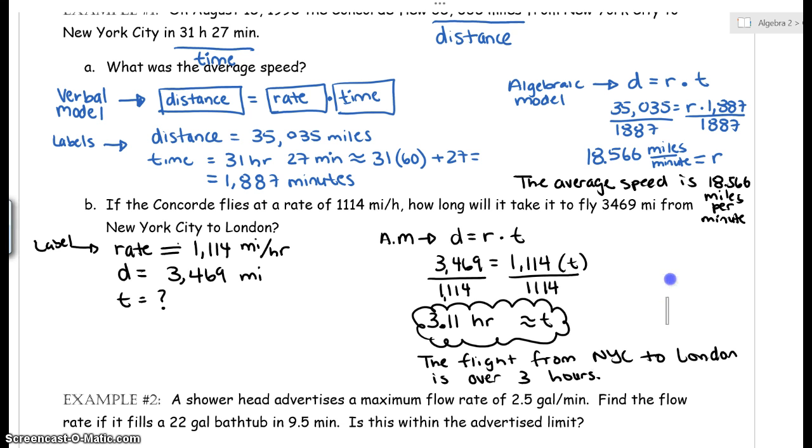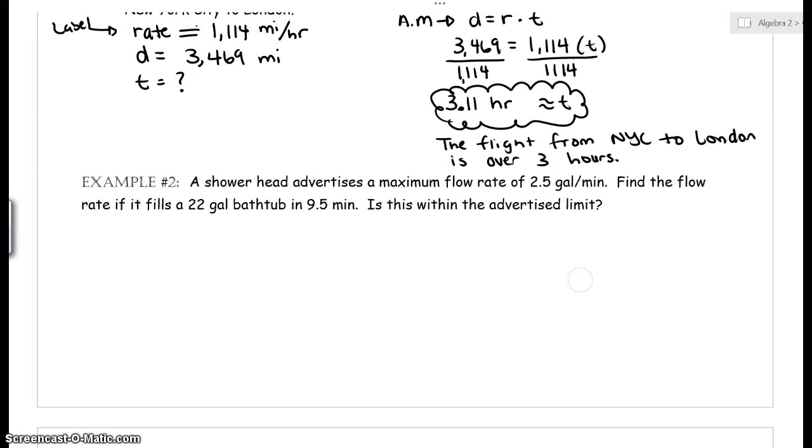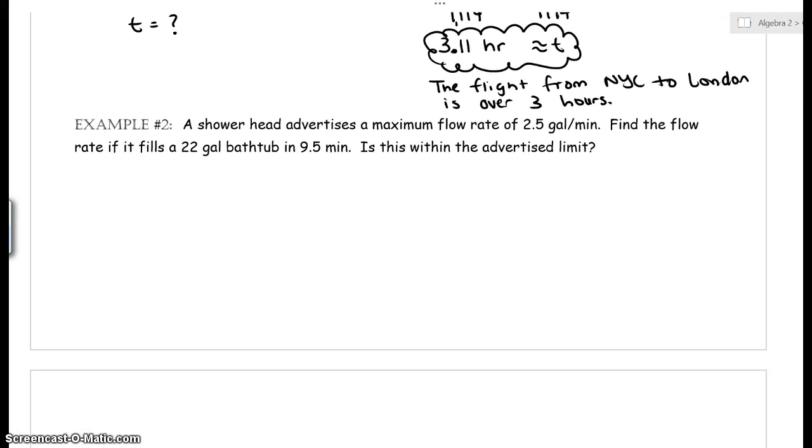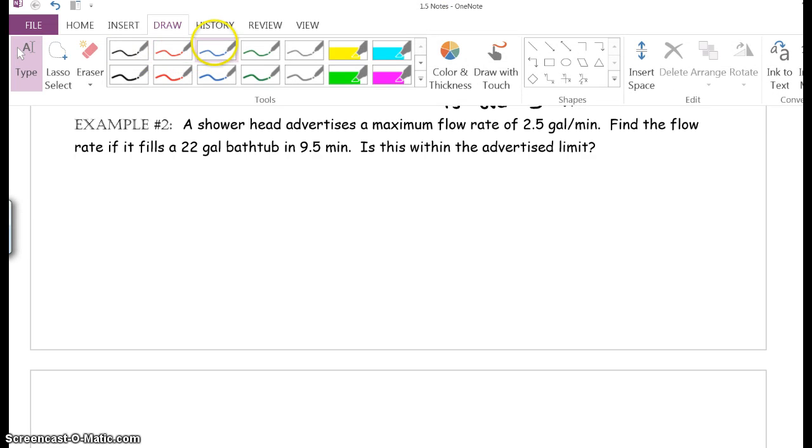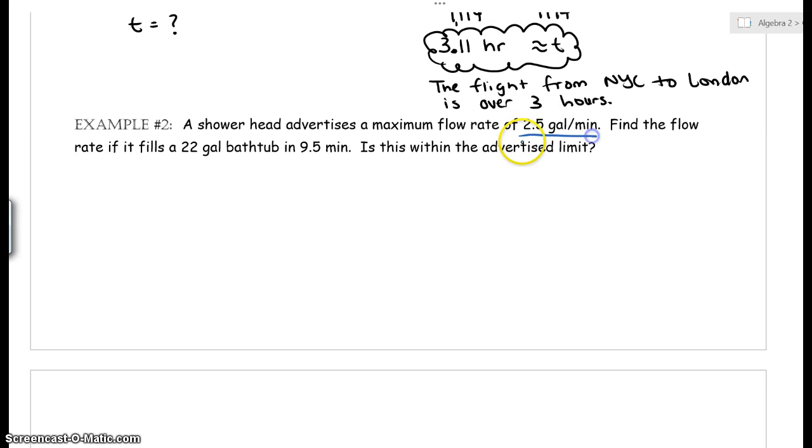Alright, let's look at one more example, and then I'll kind of let you go on your own. It says, in example number 2, a shower head advertises a maximum flow rate of 2.5 gallons a minute. That's crazy. So that's how many gallons are falling on your head every minute. Find the flow rate if it fills a 22-gallon bathtub in 9.5 minutes. Is this within the advertised limit? Alright, so let's first talk about what's the relationship between the flow rate, the amount of water we get in a tub, and the minutes.